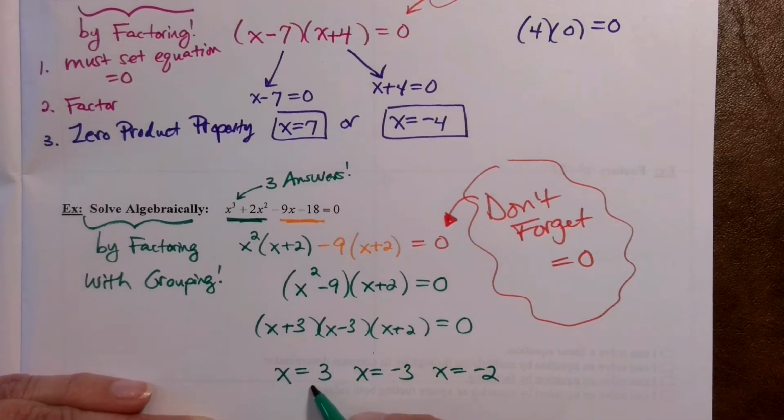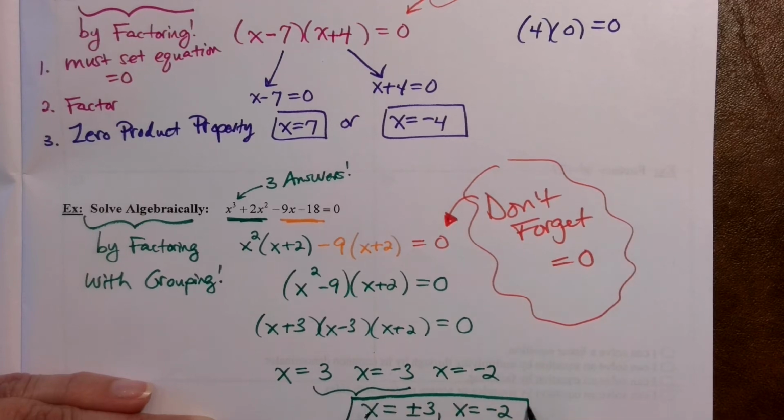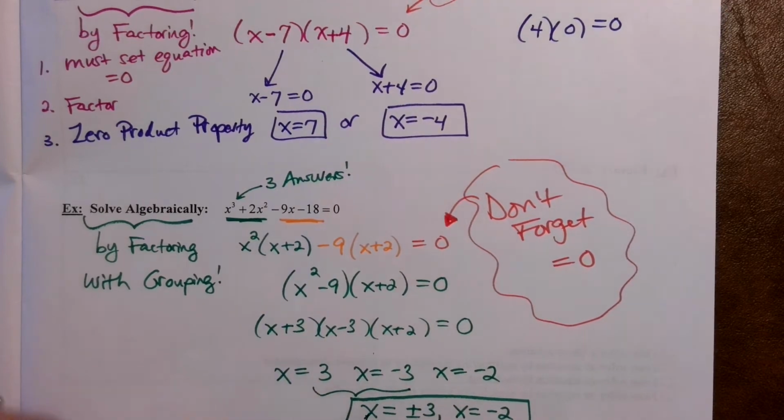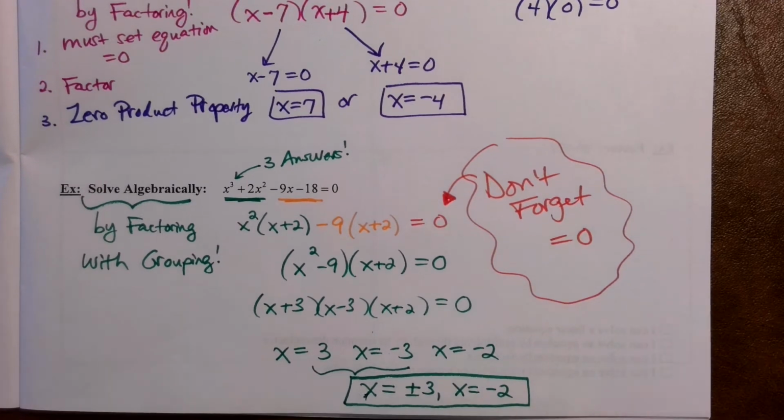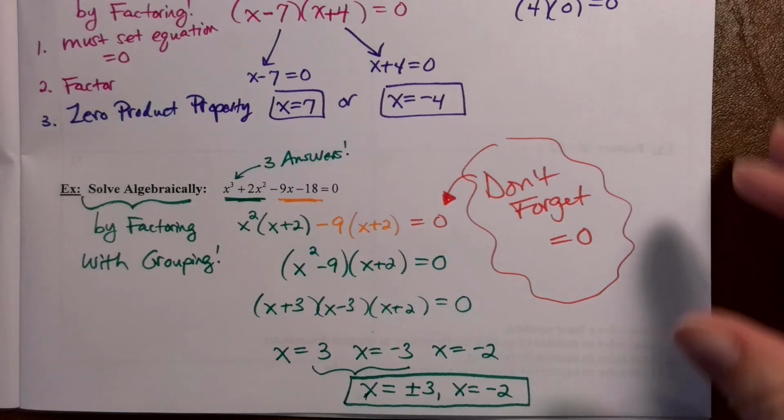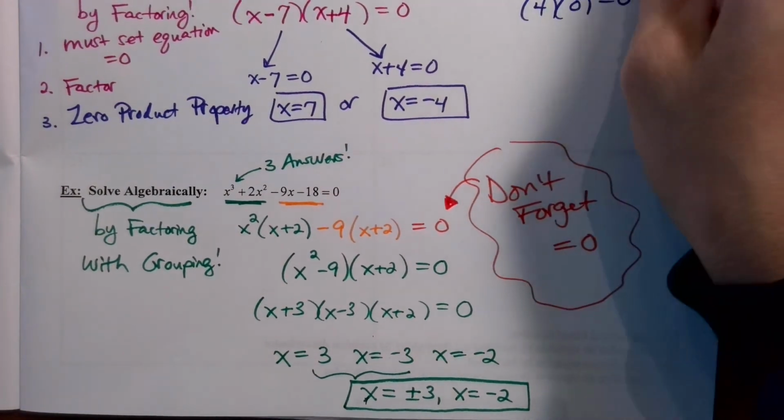If you'd like, you can combine these answers into one if you want to say plus or minus 3 or negative 2. You certainly don't have to do that, but you can, and it's fast. And there are 3 solutions. So these are all the types of solving techniques you've learned in your past. Let's go to the next page.